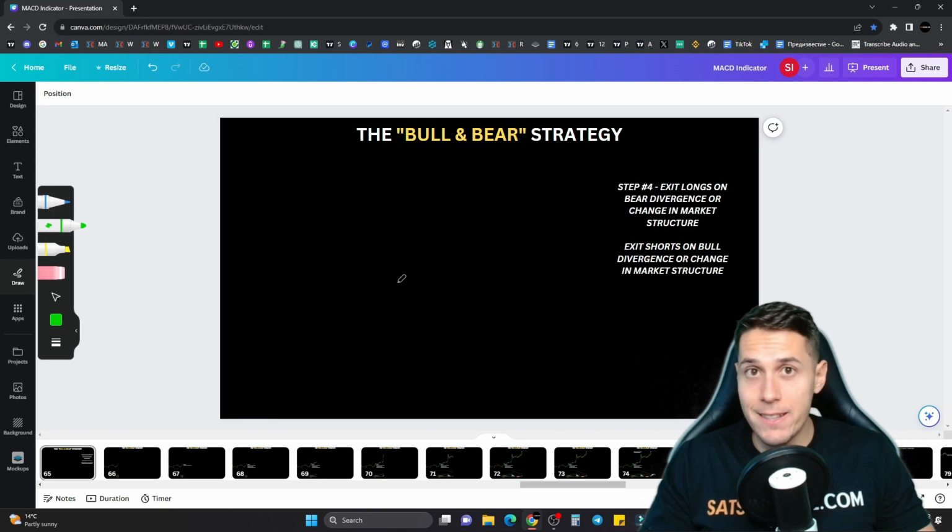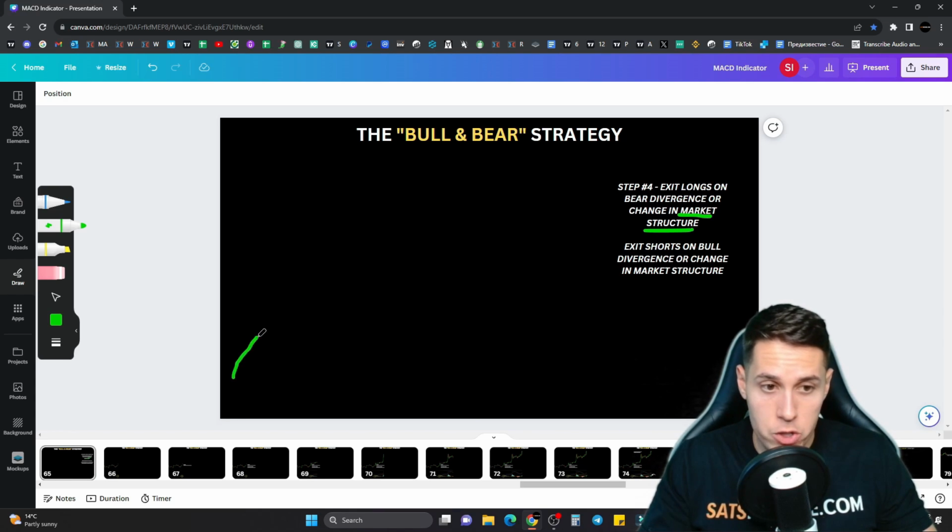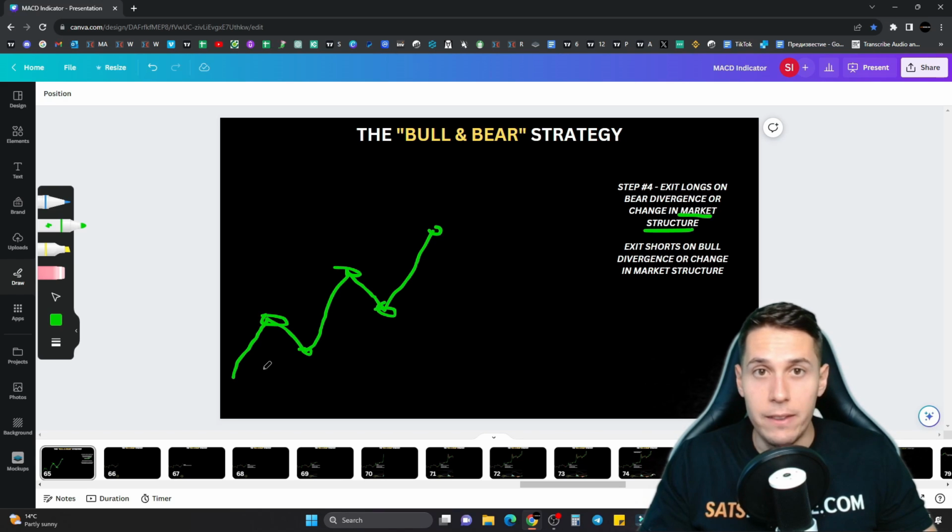However, in many cases you're not gonna get a divergence, and that's why you're gonna have to exit on market structure. And in case you don't have a clue what market structure is, let me quickly illustrate it for you. So bullish market structure is this: you get a high, get a low, you get a higher high, you get a higher low, you get a higher high, right? So you have a high, higher high, higher high, low, higher low. This is an uptrend. During such a market structure, you wanna hold your long trade.